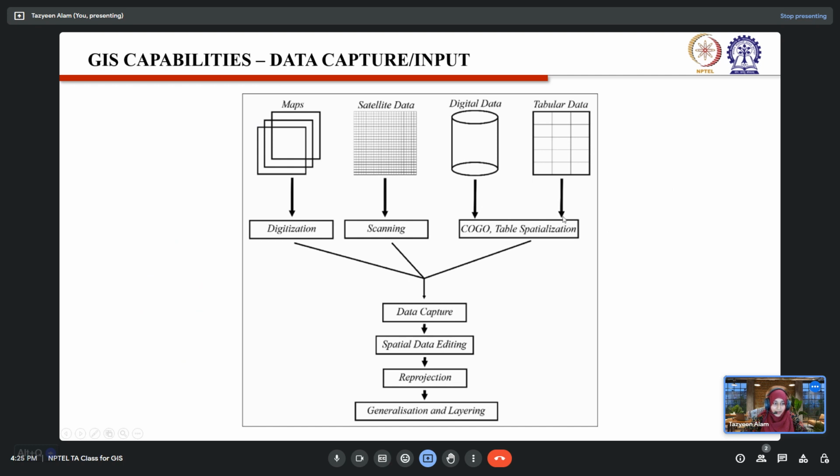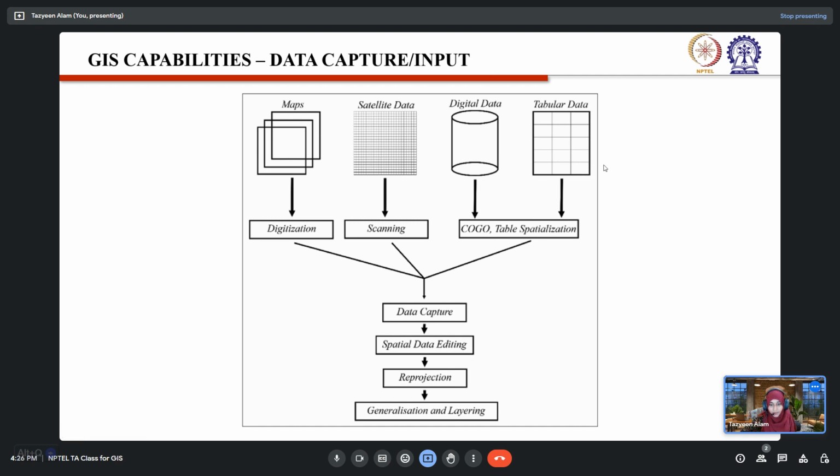So what is basically happening here? Here we are inputting data in several forms, including maps, satellite data, digital data, or tabular data. All of these data are utilized in different formats. So if you take a map, you have to have a digital format of this data, which is also known as digitization. If it is satellite data, you have a scan format. So digitized data is a vector format, whereas satellite data is a raster format.